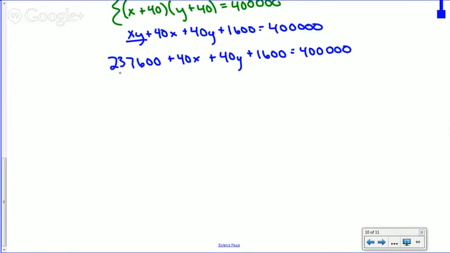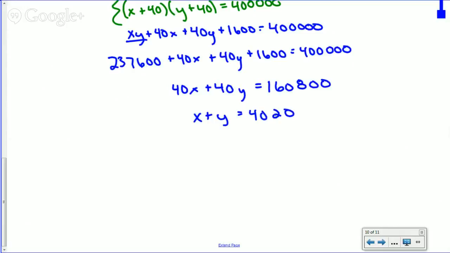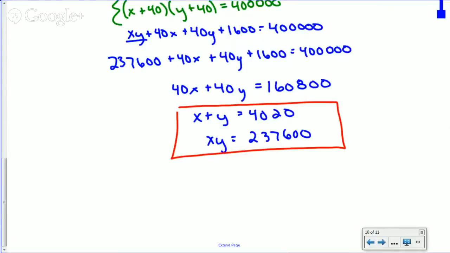Again, we'll move everything to one side except my terms: 40x plus 40y equals 160,800. Then I can divide everything by 40. That is 4,020. So there's that equation plus the original, or the top equation. So now I have these two equations, which is a little bit more friendly.